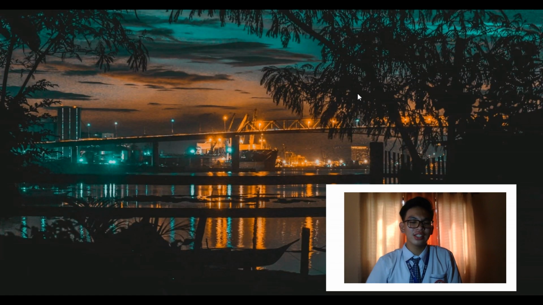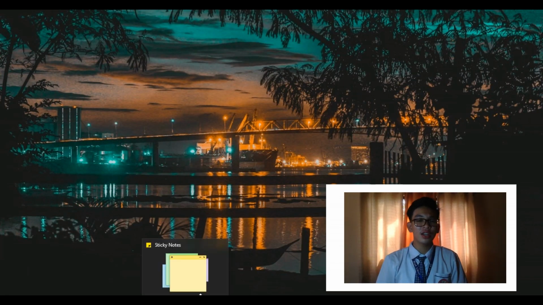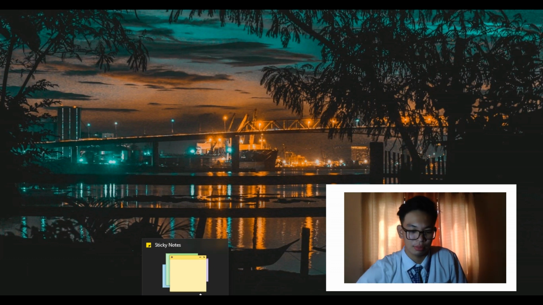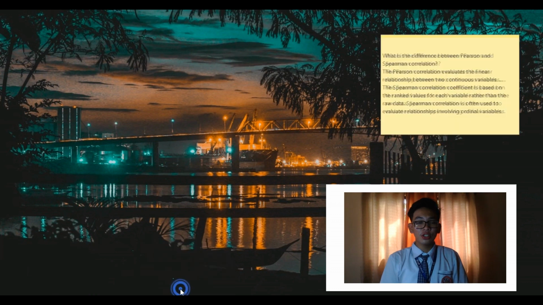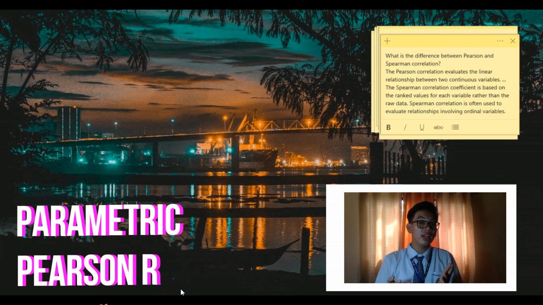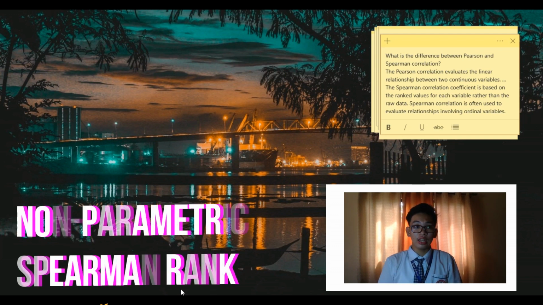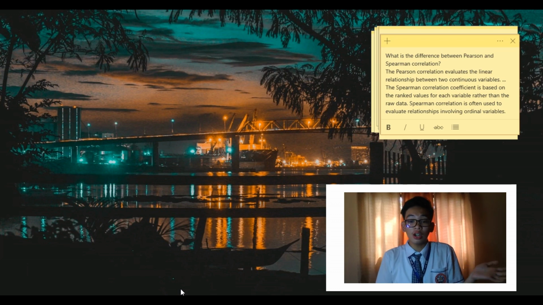When we talk about tests of relationships, there are two of them: the parametric and non-parametric tests of relationships. For the parametric test of relationship, we could use the Pearson R, and for the non-parametric, we're going to use the Spearman rank. What is the difference between Pearson and Spearman correlation?